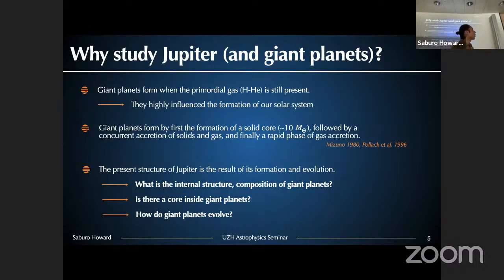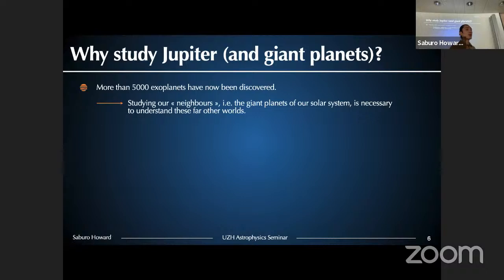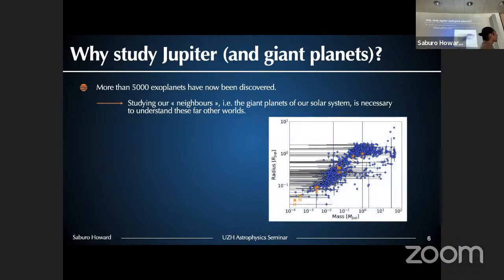And another reason why we study Jupiter and the other giant planets is that we have now discovered more than 5,000 exoplanets in our galaxy. So studying the closest giant planets to us is important in order to better understand those far other worlds of exoplanets. This mass radius plot shows you that many exoplanets are giant exoplanets.